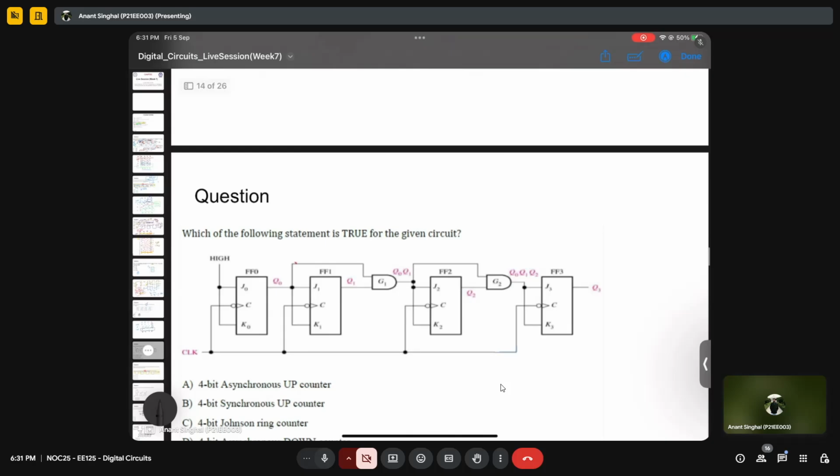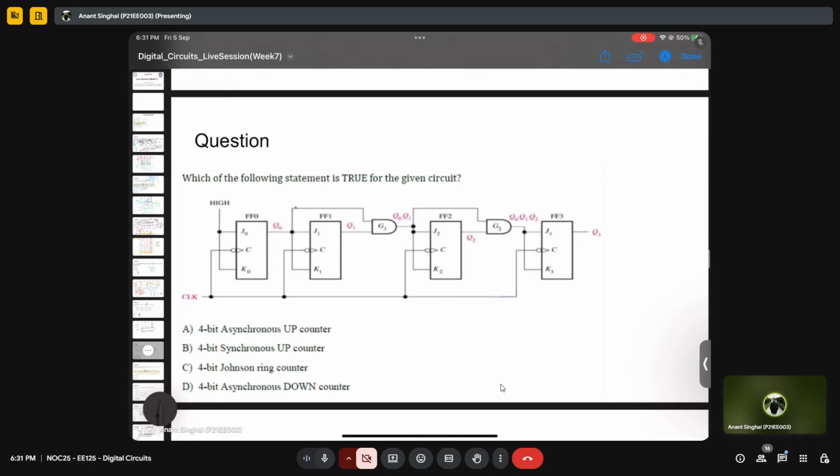It says which of the following statements is true for the given circuit. This is actually a good question. You can try the same method that we are applying. You can check at every state what output is coming. Each and everything is connected here, so this is kind of a complex circuit, but you will see that this is actually a very simple circuit. So you can try it out.